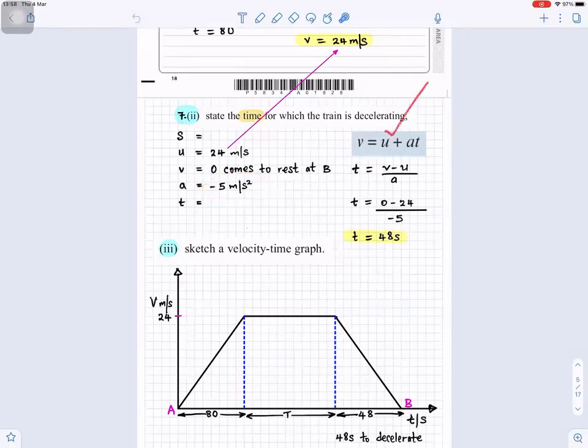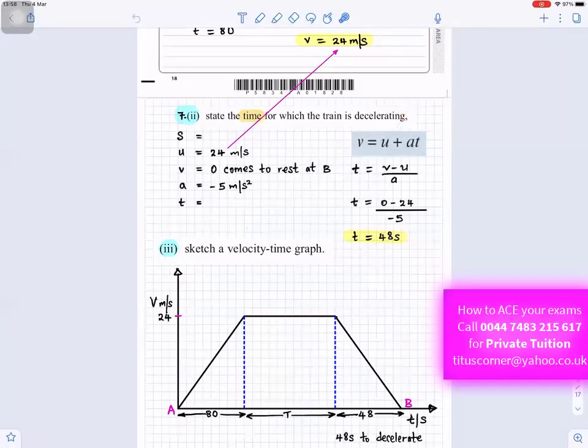So we use V equals U plus AT. You make T the subject: V minus U over A. So final speed is 0 minus initial speed 24, and the acceleration is minus 5. That gives you T to be 48 seconds. So this technique: the final speed there becomes the initial speed here.